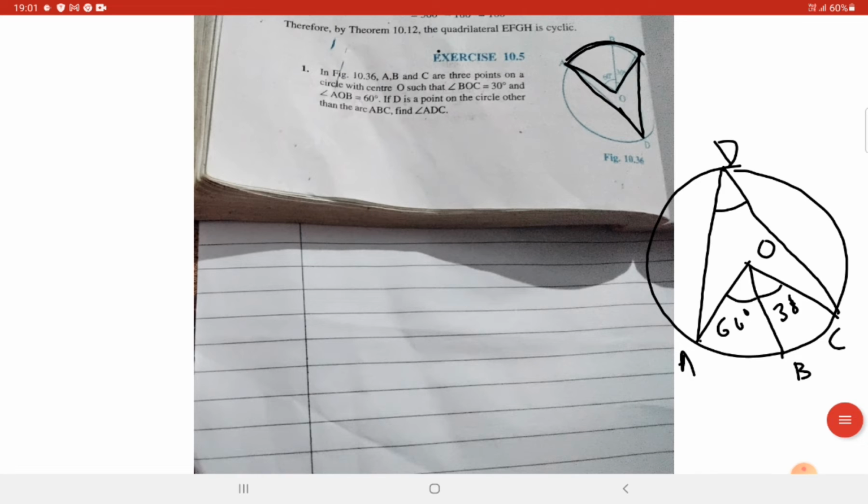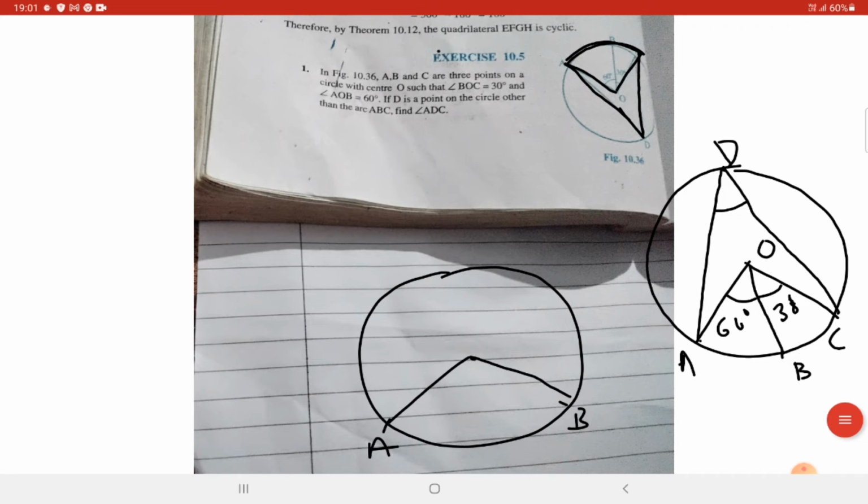See, if AB is an arc and if it makes an angle at the center, that will be double of the angle made by the arc at any point on the remaining part. That is, here, see, angle AOB is double of angle ACB. So here also angle AOB will be 2 into angle ADC.